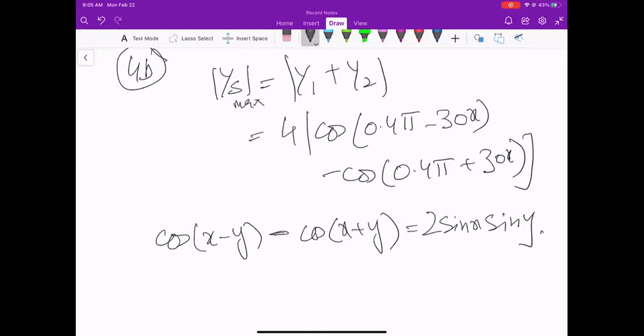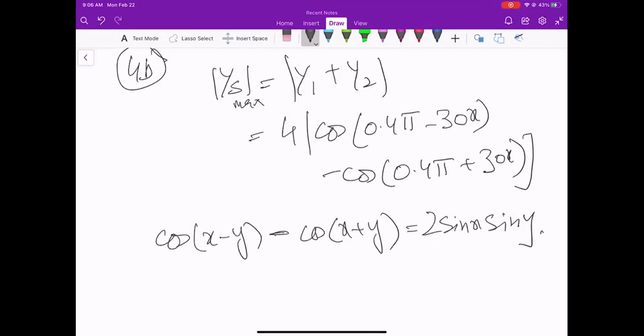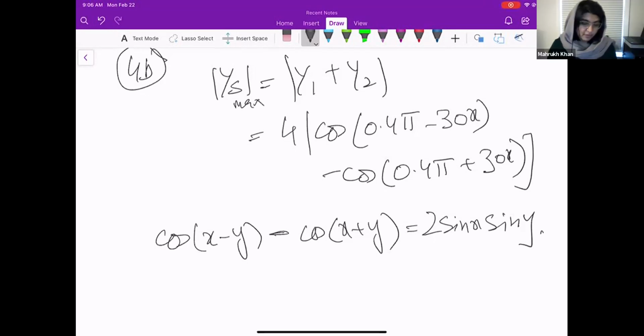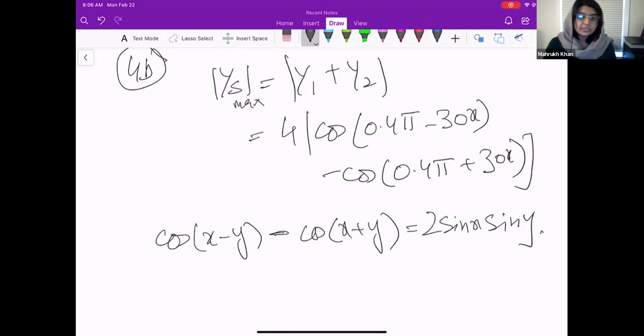Will our homework be graded for correctness? Yes, I will just see the method. Of course, if you have done it right, you will get the full marks, but it's not that if you have not done it right, you will not get marks. It's not like that. I will give the grades for effort. Okay, sounds good.